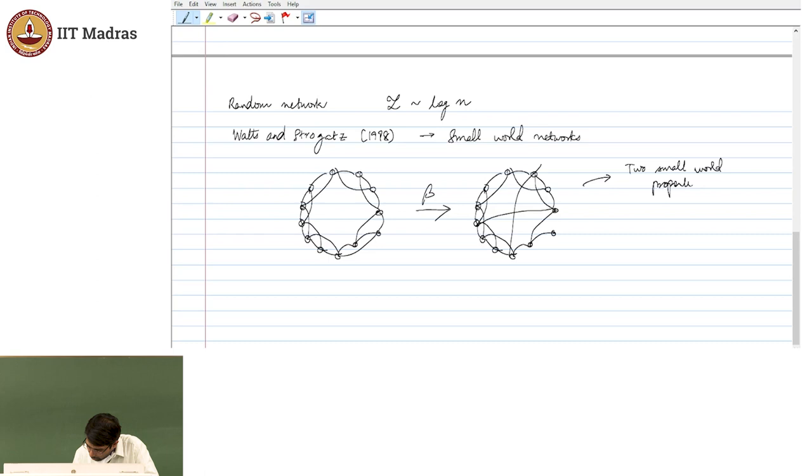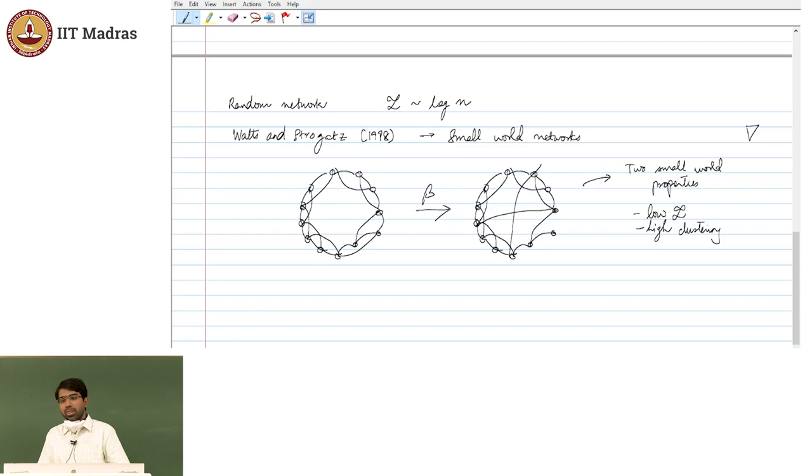One, low characteristic path length. Because we saw that in random networks, we said that that's an important property of real world networks. And high clustering. High clustering and low path lengths. And they called these small world networks.